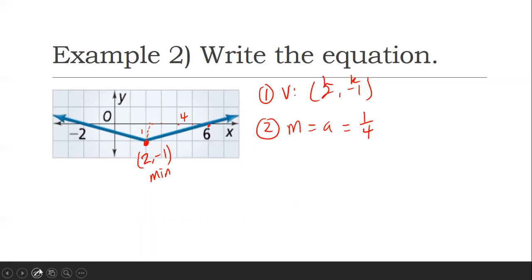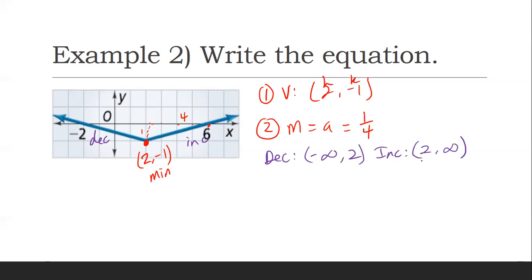If it asks me to describe my intervals of increase and decrease, when it's a minimum, notice on the left hand, I am decreasing, and on the right hand, I am increasing. So my decreasing interval is from -∞ to 2, and my increasing interval is from 2 to infinity. It's always going to be your h value for the stop and start of your increasing, because that's where it changes directions, right? At your axis of symmetry.